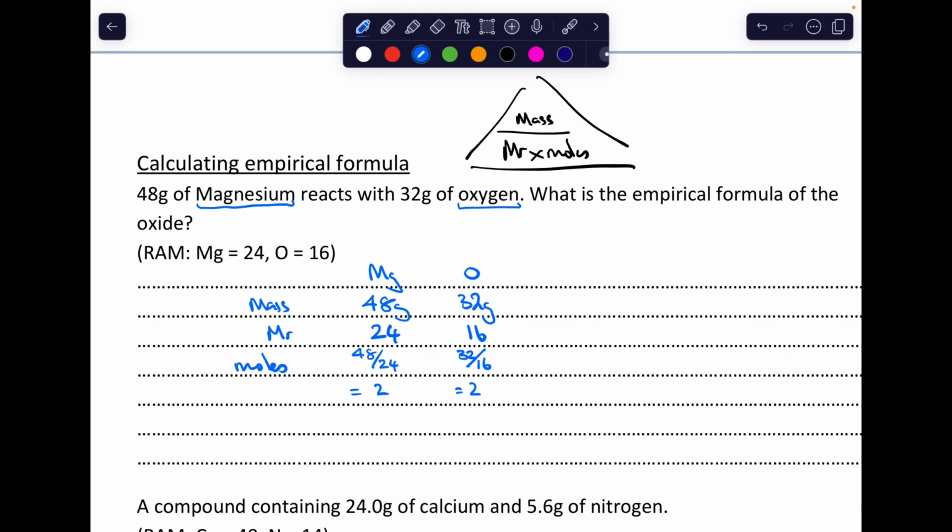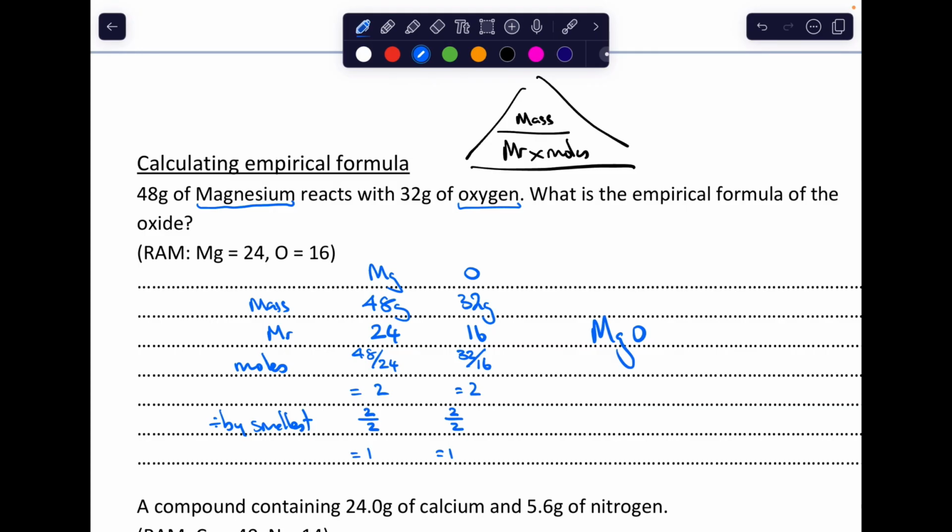The final step is divide by the smallest number. In this case, both the smallest numbers are 2. So I'm going to do 2 divided by 2 and 2 divided by 2. That's going to be 1, and that is going to be 1 as well. This means that my empirical formula is Mg1O1. So it is just MgO because we don't write the ones down. Again, try the ones below.